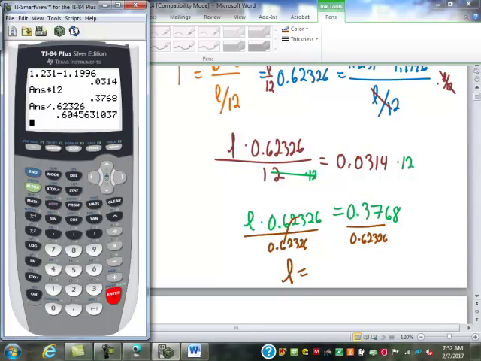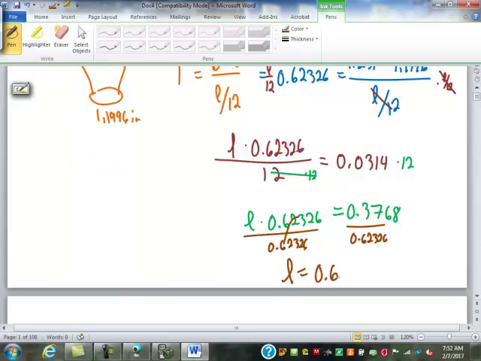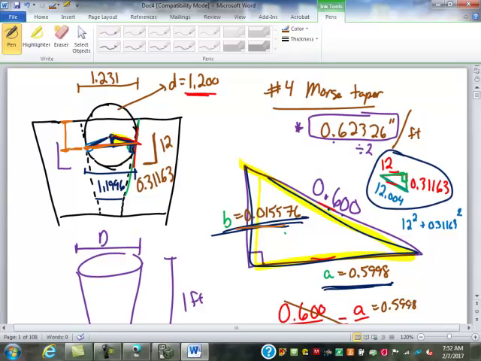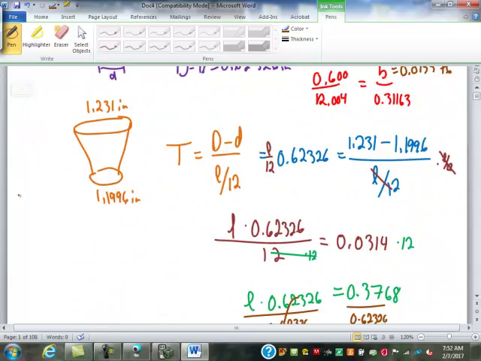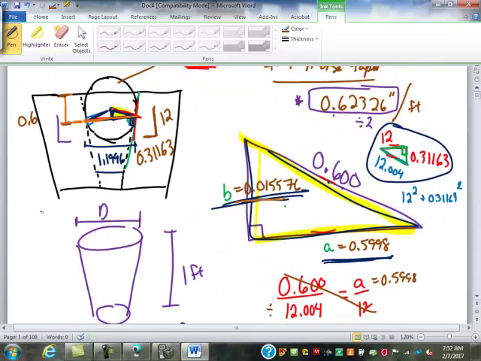So I get 0.6046, we're going to call that. So what we just found was the length of that taper that's required to get down to the diameter we needed. So from the top of this block down to where the ball touches the hole is 0.6046 inches.